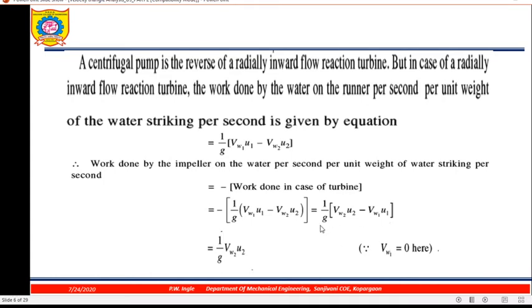Or very simple, you take the equation 1 by G (VW1 U1 plus VW2 U2). Then since the work is the minus of turbine work, you will get 1 by G (VW2 U2 minus VW1 U1). To avoid confusion, now since VW1 is 0, it is 1 by G VW2 U2. So in case of the Francis turbine, it was 1 by G VW1 U1.